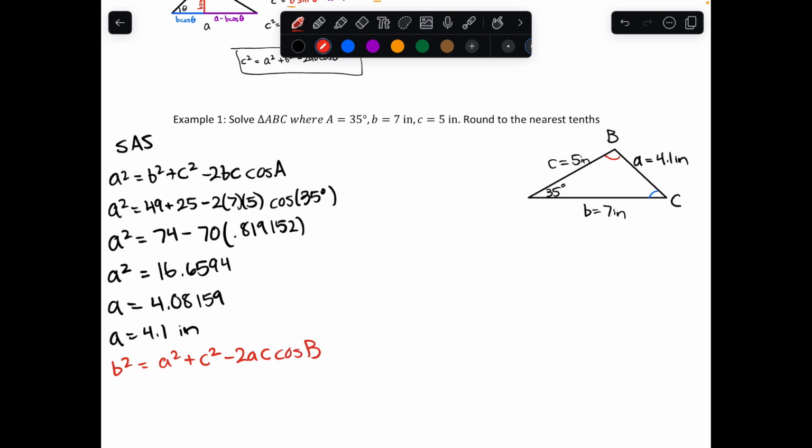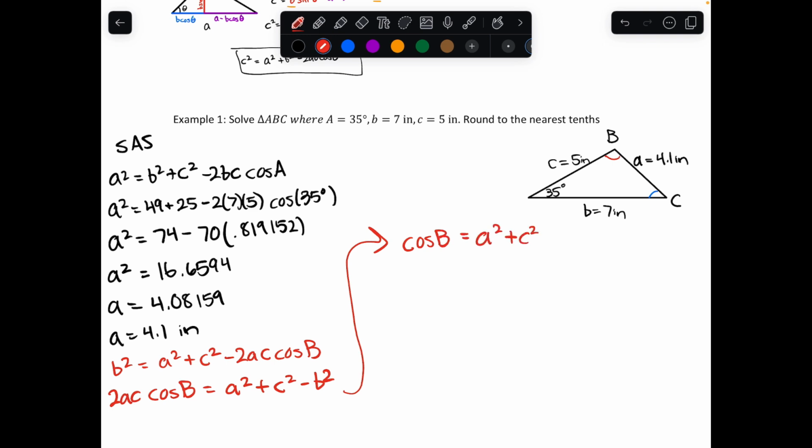Now, because I want to find angle B, I want to get cosine of B by itself. So I'm going to add 2AC cosine B to the other side, and then I'm going to subtract B squared over. So we're going to have 2AC times cosine of B is equal to A squared plus C squared minus B squared. Now I'm going to divide both sides by 2AC to get cosine of B by itself. So we're going to get cosine of B is equal to A squared plus C squared minus B squared divided by 2 times AC.